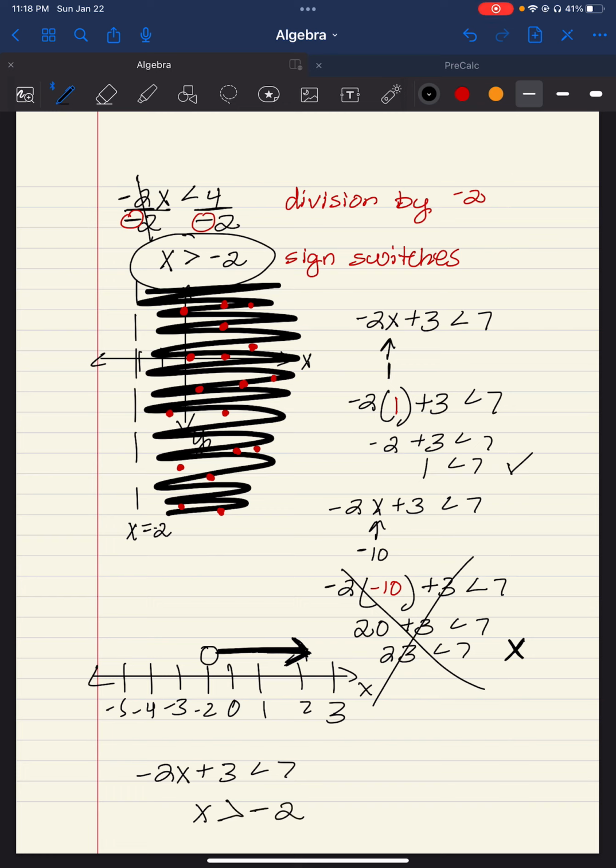So you could draw it like this, with a one-dimensional number line with just the x, or you could draw it in 2 dimensions and create a line at x is -2, dot the line, and shade it all the way to the right. All right, so you're going to give some of these a try and see how it goes.